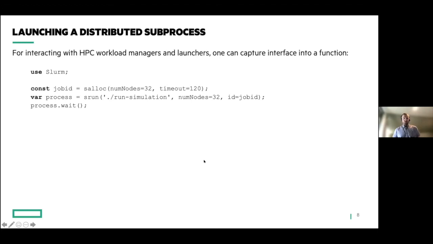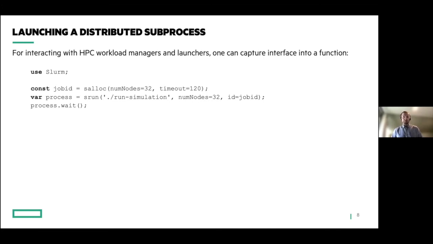Okay, next up, say you want to launch on a distributed system, and your subprocess needs to be distributed. So one way you could do that is take the previous example I just showed and just put in the necessary command line arguments to launch with the specific workload manager that you're using. Say like Slurm, you do an salloc and then an srun with your program.